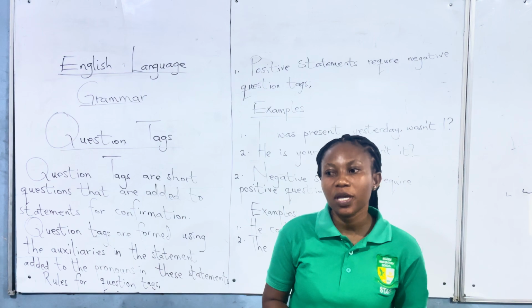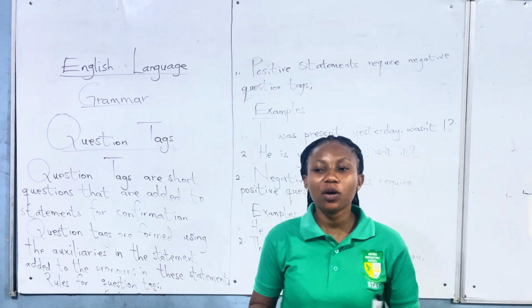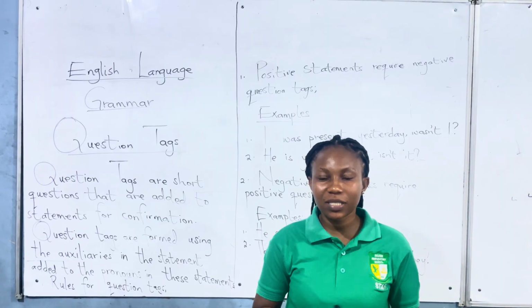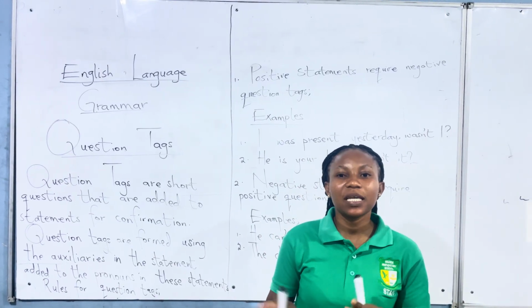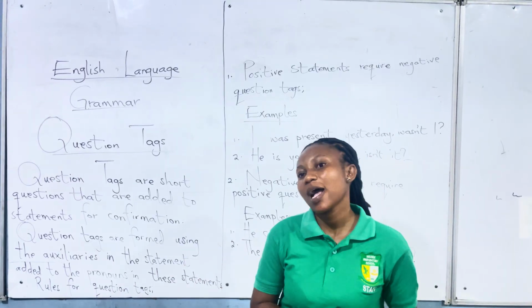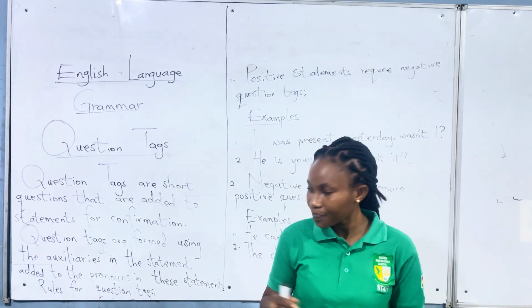So example, he was here this morning. My pronoun is he and the auxiliary verb is was. So when I want to construct my question tag, I will use the negative form of was, that's wasn't, that's contracted, added to the pronoun he.